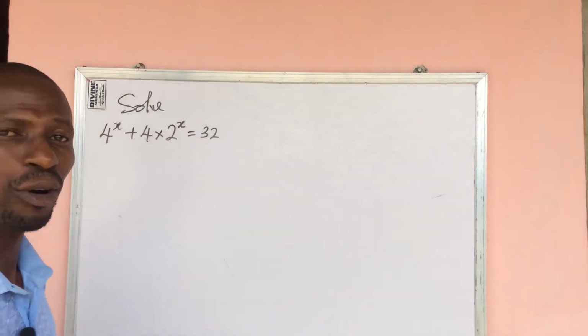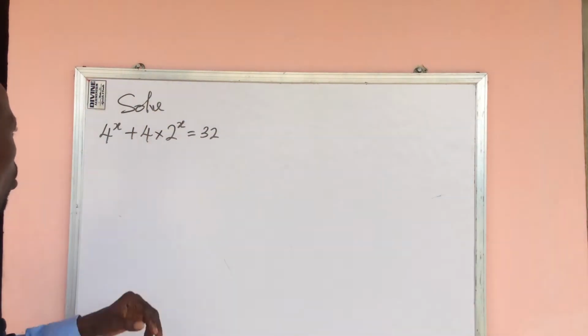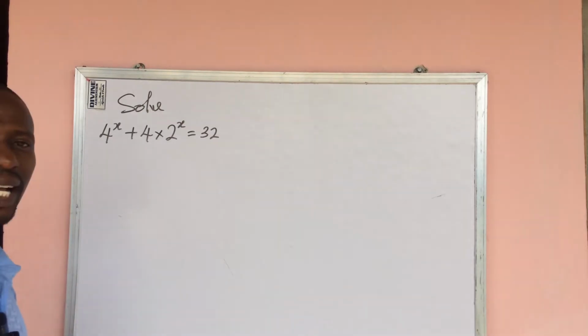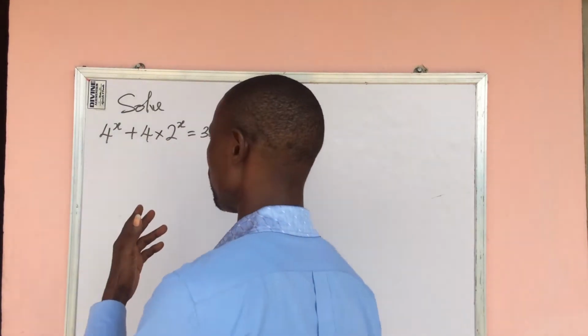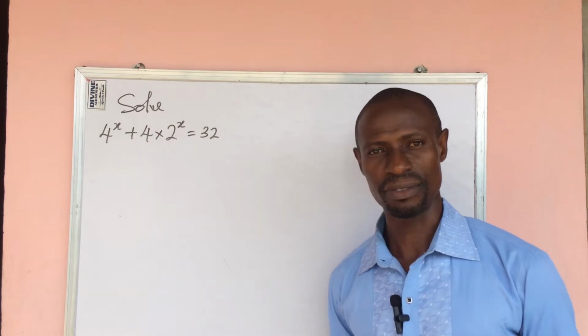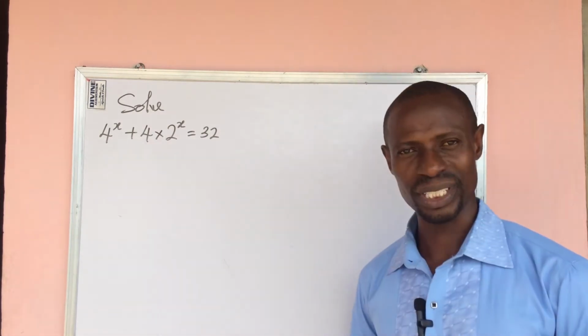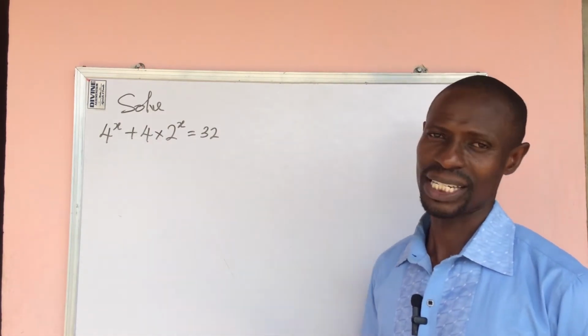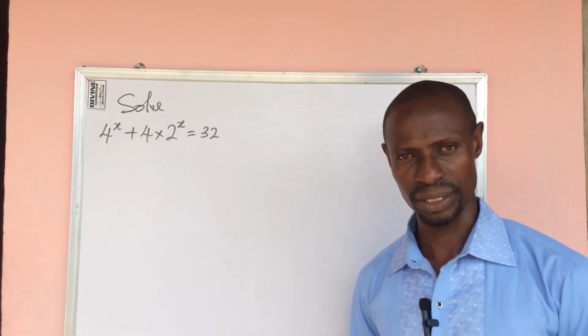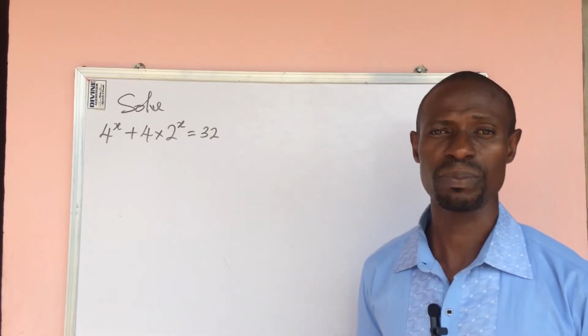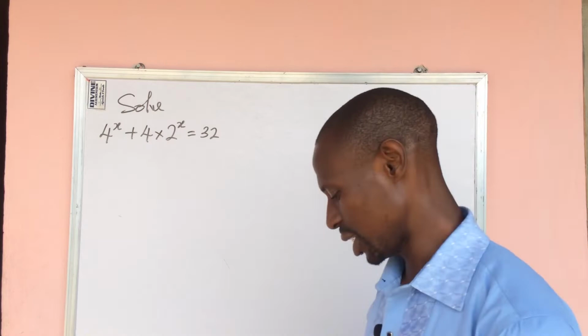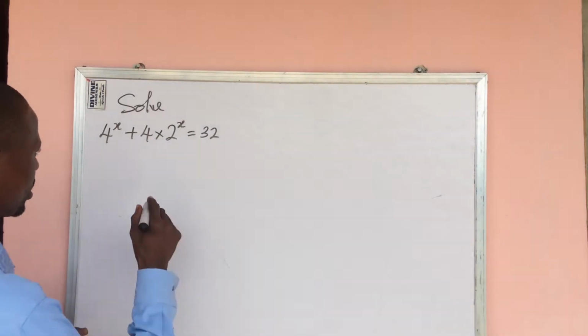Here we have a question, and it says, solve 4 to the power of x plus 4 times 2 to the power of x all equal to 32. As you can see, this is an exponential question. So how do we handle this exponential challenge? Let's proceed.